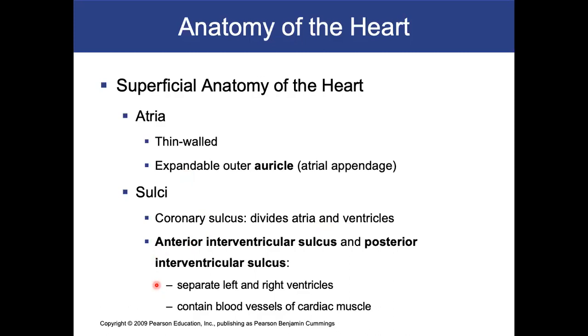So when you think of the sulci around the heart, that's going to carry the coronary blood vessels, and those blood vessels are going to supply the heart cells with blood, right? Because the heart cells aren't going to pull blood from the atria and ventricles. They're going to pull it from the coronary blood vessels.